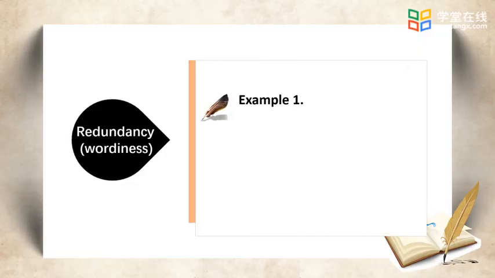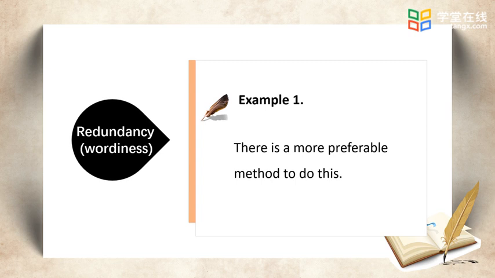Redundancy is commonly seen in the use of more or most, as in the following 2 examples. Example 1. There's a more preferable method to do this. If you prefer something, you like it more than something else. Therefore, more is redundant. Example 2. There's the most unique case you have yet seen. Unique means one of its kind, with no equal. So, strictly speaking, you cannot have varying degrees of uniqueness. So, delete more or most.